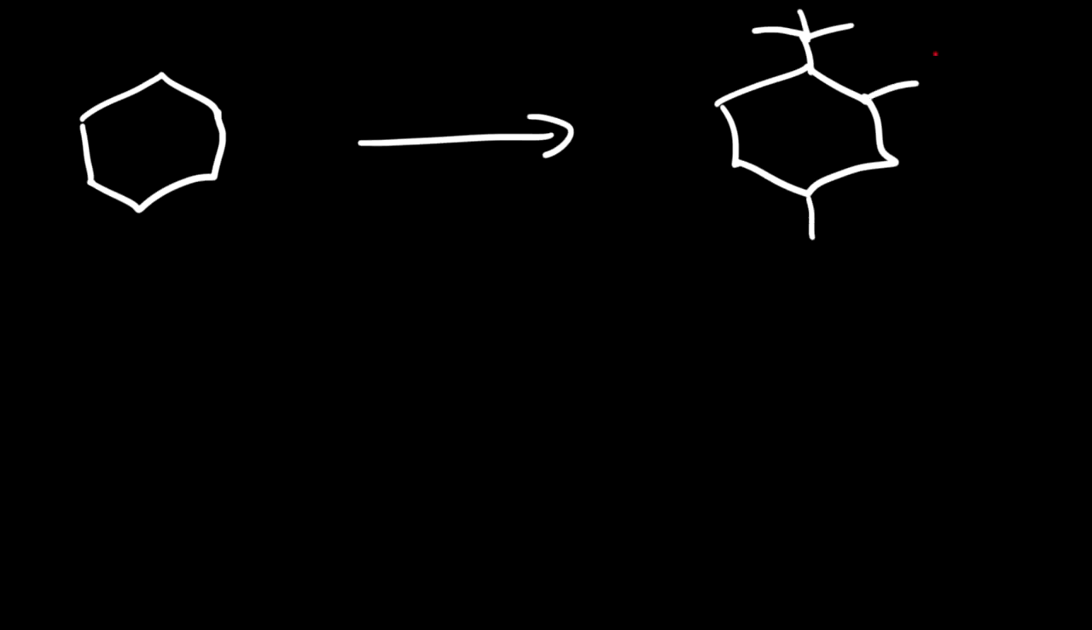So we want to add a tert-butyl group, a bromine atom, and a nitro group. So what is the order in which we should add these three groups? Let's pick one. Let's start by adding the NO2 group. If we add the NO2 group first, we know that it's a meta director.